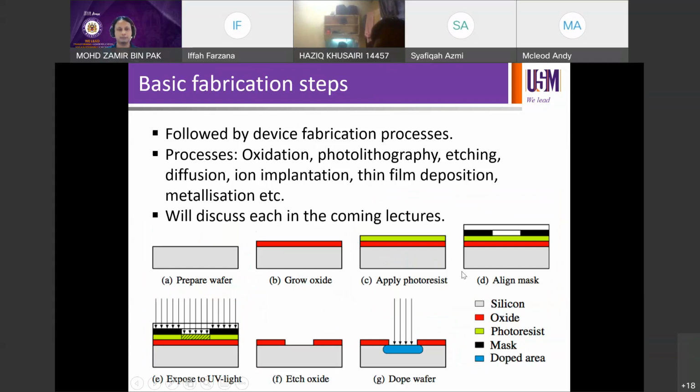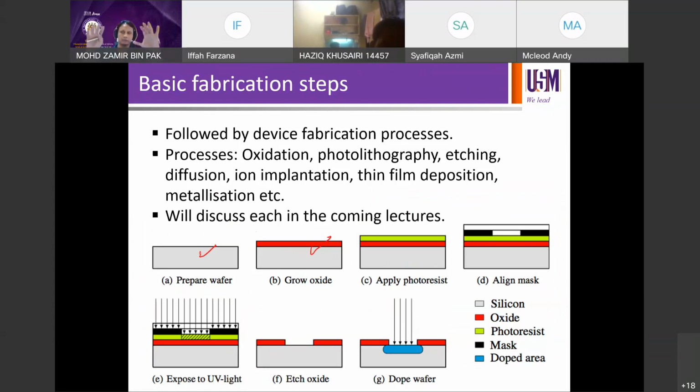So there are a few key processes in this fabrication. The moment you've got your wafers sliced from the ingot, fulfilling all the criteria and process specifications for fabrication, then we're going to have this wafer ready. Okay, wafer will be ready. And then briefly, we're going to grow a very thin layer of oxide on the wafer.